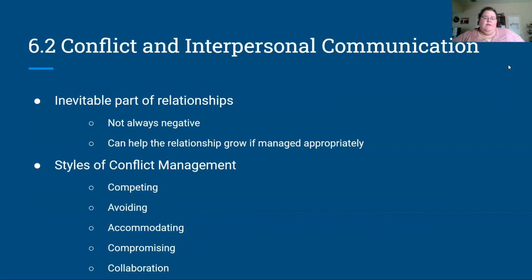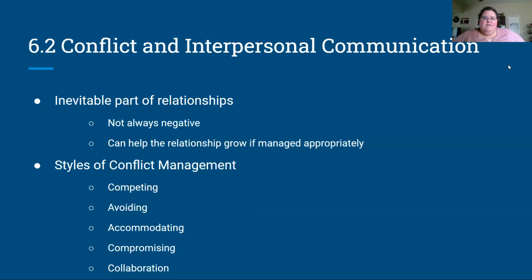So section 2 of chapter 6 talks about conflict and interpersonal communication. Some important takeaways here are that, remember, conflict is an inevitable part of relationships. It's not always negative, and if dealt with effectively, can help the relationship grow because you learn how to communicate through those. Again, when we talk about interpersonal communication in relationships, certainly don't just identify that as romantic relationships. It's talking about friendships, talking about family relationships, and talking about close relationships that we may have with coworkers.